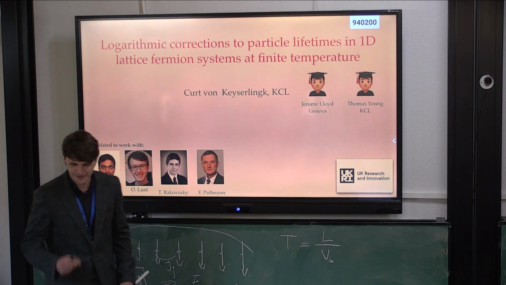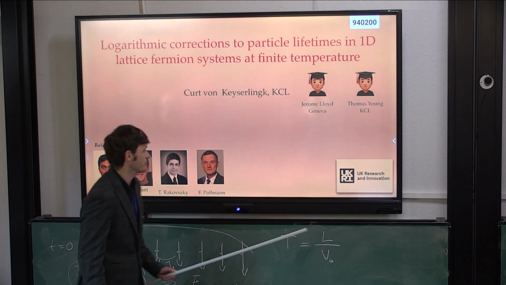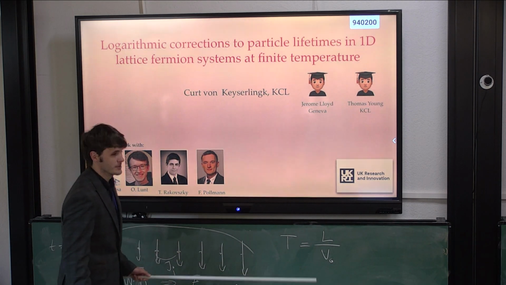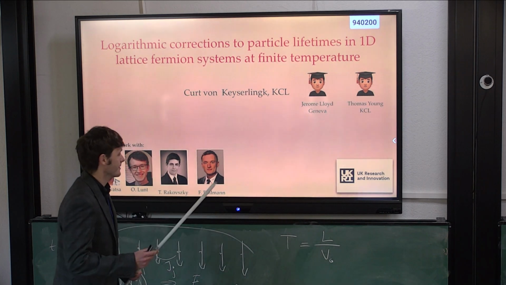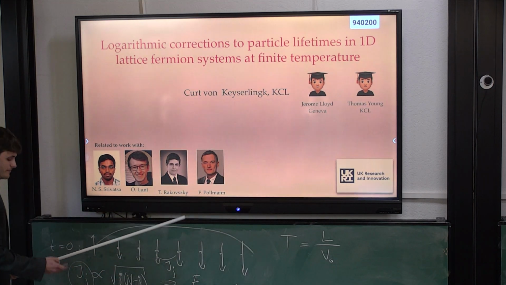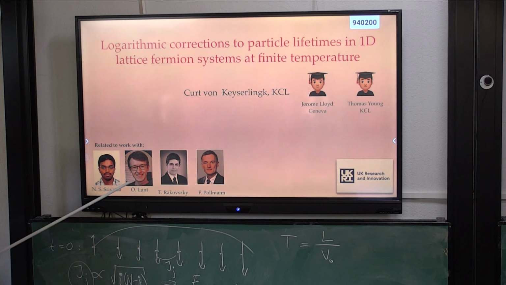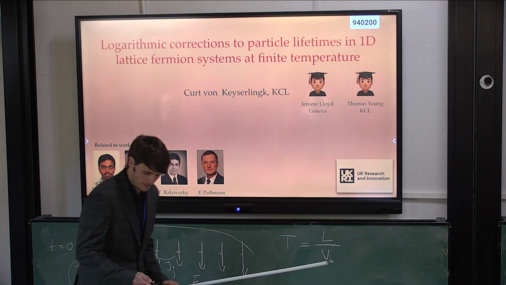Jerome Lod is a PhD student with Dima Abin in Geneva, and he helped us with the numerics and also some of the analytics. And Thomas Young is my PhD student at King's College, and he very heroically taught me how to do some diagrammatic things. I will very briefly touch on some older work that was done with my two ex-postdocs, Srivastava and Oliver, for LMU and Oxford respectively, and my old frequent collaborators, Tibor Rakowski and Frank Pottman.